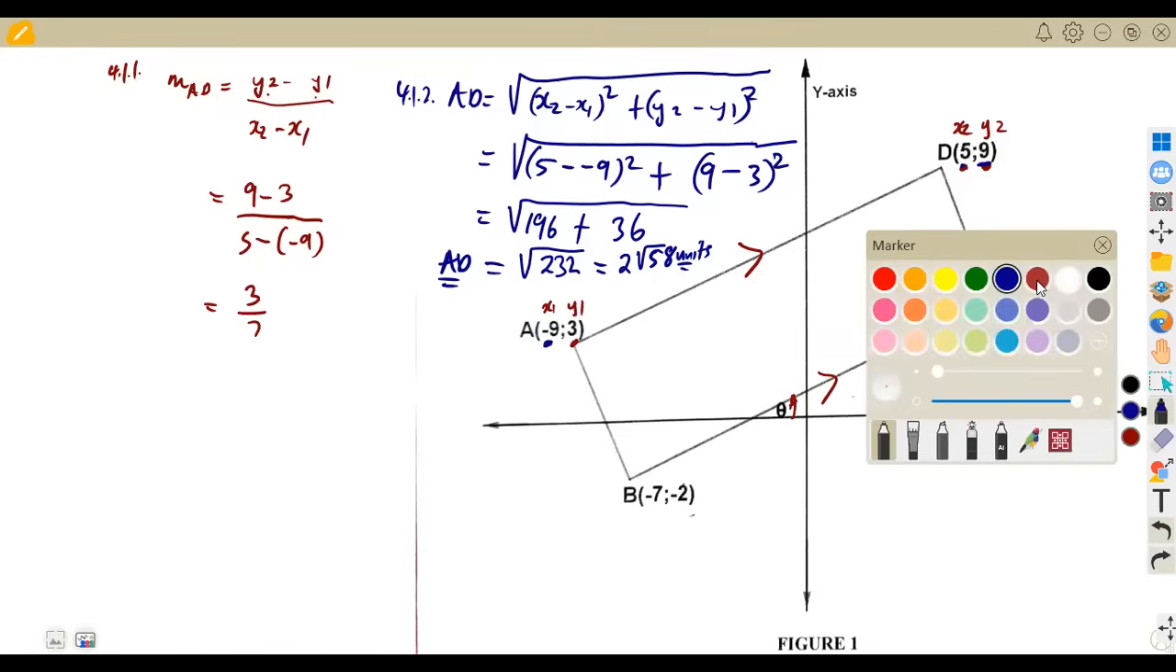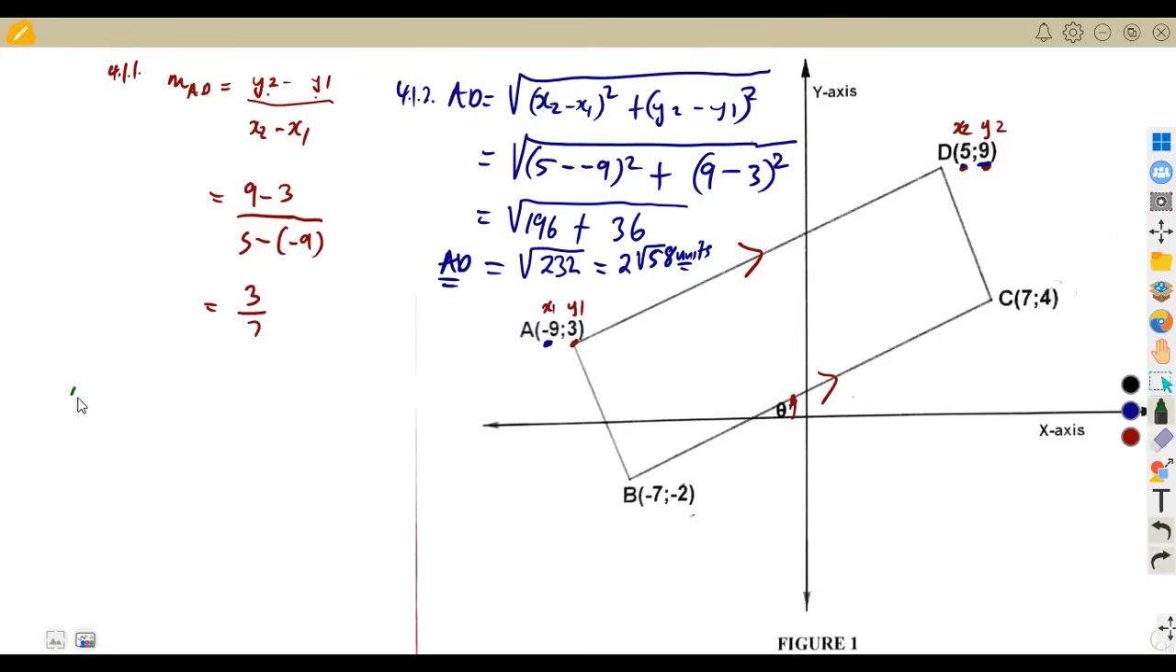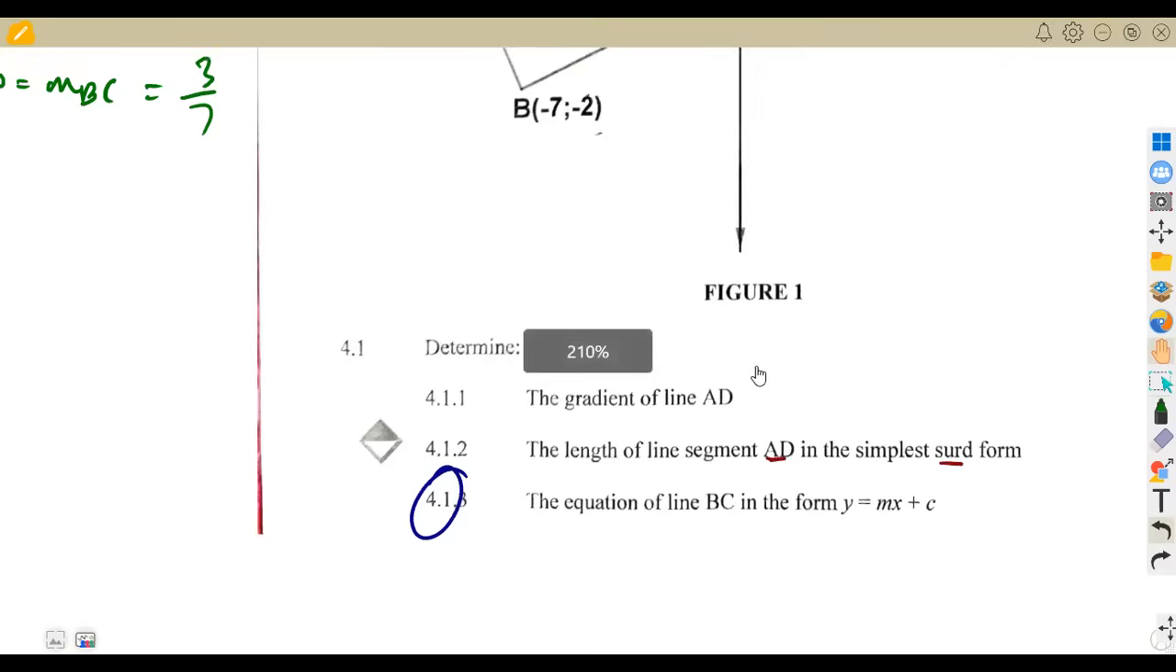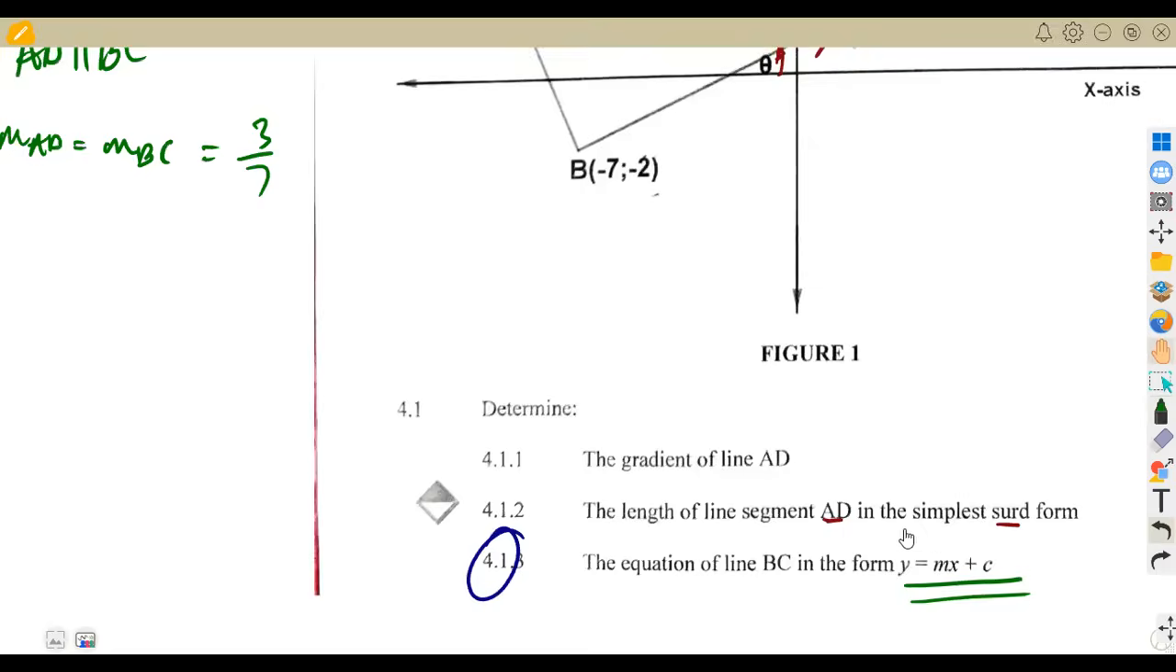So since two lines that are parallel have got the same gradient, it means in order for us to obtain the equation of line BC, we are going to use the gradient concept. Since AD is parallel to BC, the gradient of line AD will be equal to the gradient of BC, which is 3 over 7. So that's it. We can have our equation. And the format we're given is y is equal to mx plus c, which is the gradient intercept form, where m is the gradient.